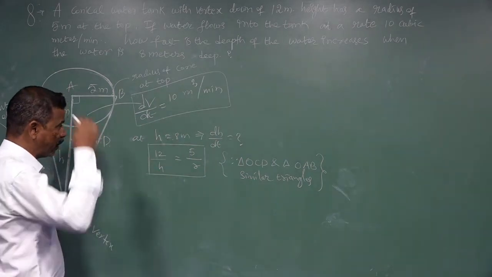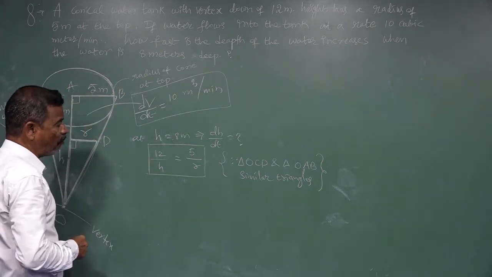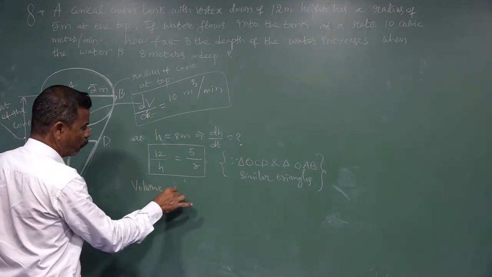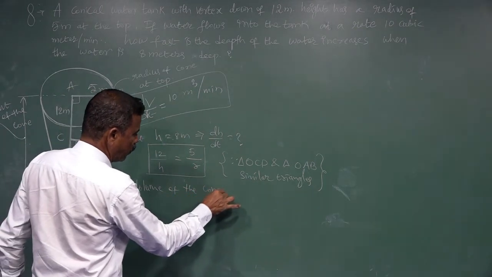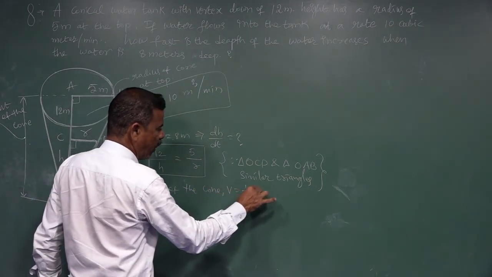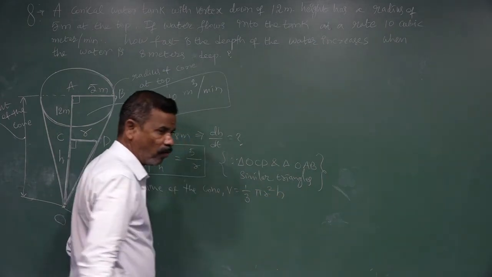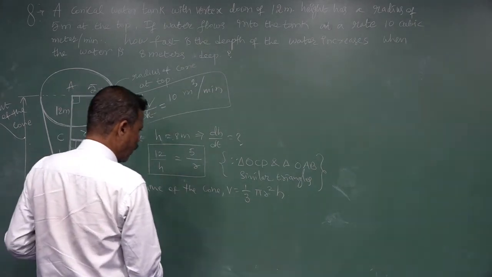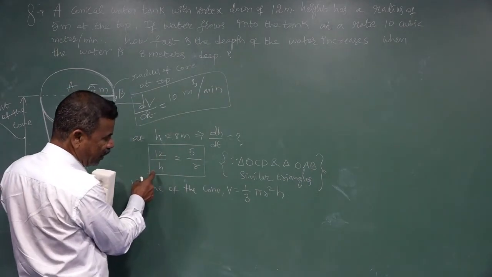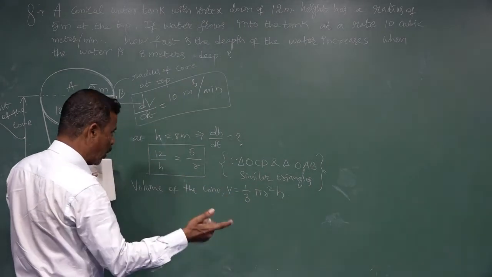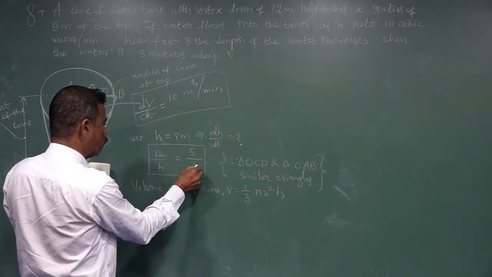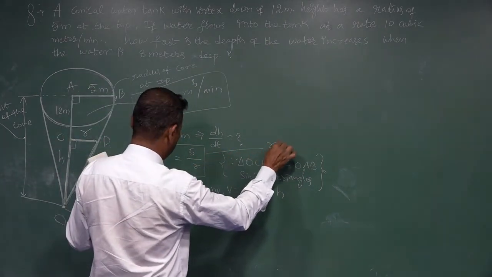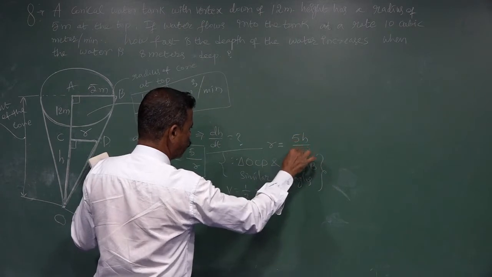keep it. Next, what is the formula for the volume of the cone? Volume of the cone: V is equal to 1 by 3 pi r square h. This is the volume of the cone, r is the radius, h is the height. Next, he asked dh by dt. That's why this r is converted to h terms. From this, r is equal to 5h by 12.